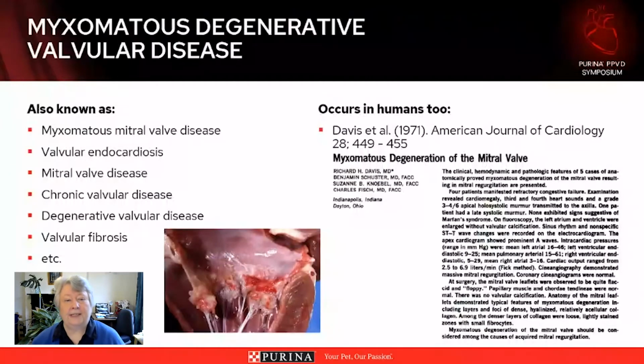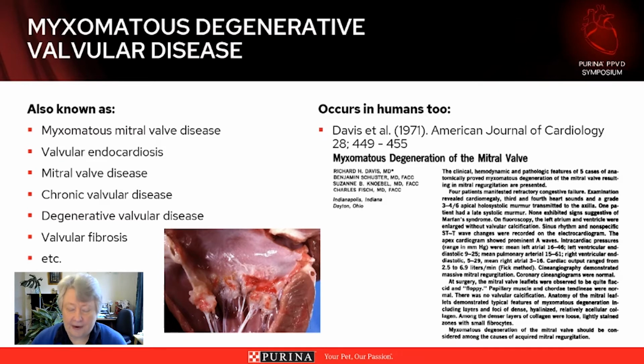So mitral valve disease has a lot of different synonyms. I guess these days most people call it myxomatous degenerative valvular disease or myxomatous mitral valve disease. An old name is valvular endocardiosis, or people simply call it mitral valve disease or degenerative valvular disease. Very old names called it valvular fibrosis and things, but it's the same condition we're talking about.